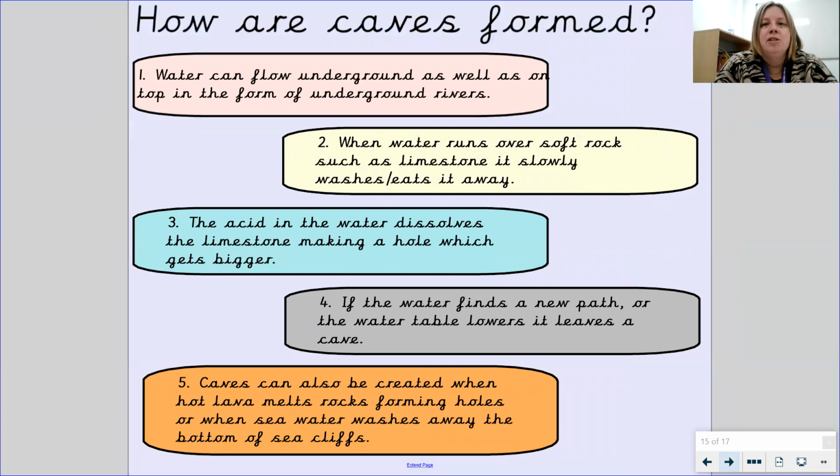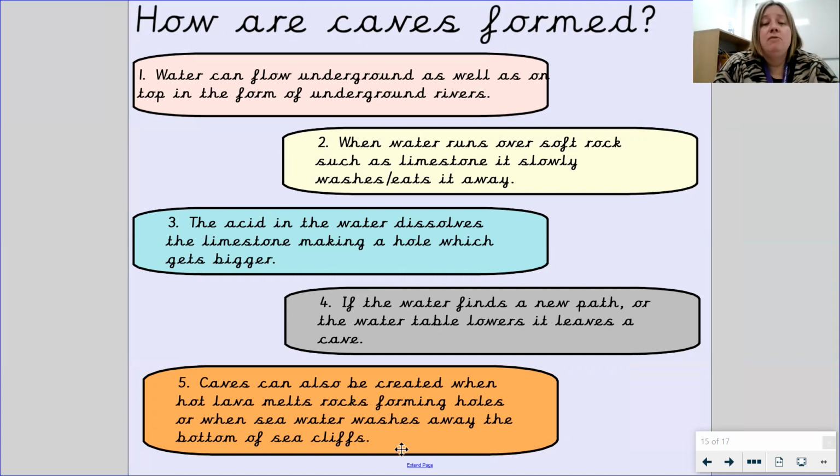How are caves formed? So now we're going to talk through the steps to find out how caves are formed. The first thing that happens is water can flow underground as well as on top in the form of underground rivers. Number two, when water runs over soft rock such as limestone, it slowly washes and eats it away. Number three, the acid in the water dissolves the limestone, making a hole which gets bigger. Number four, if the water finds a new path or the water table lowers, it leaves a cave.